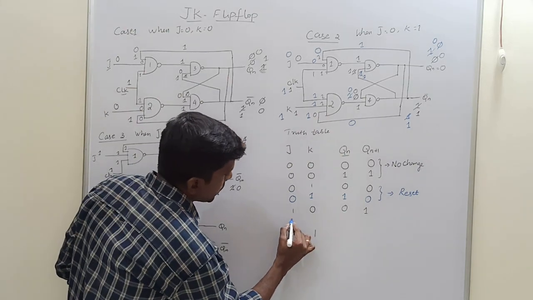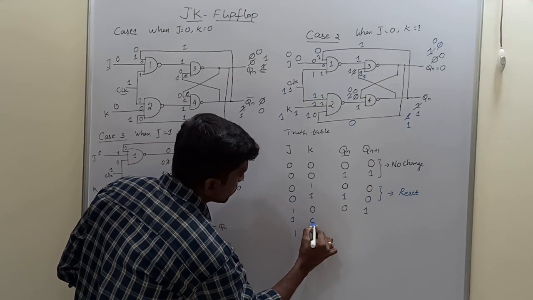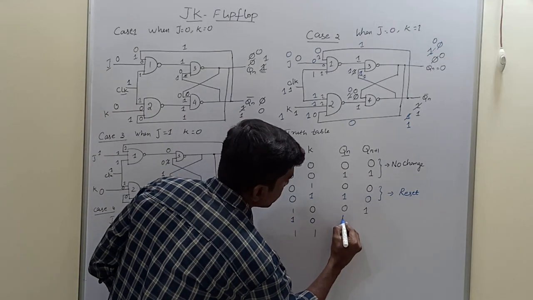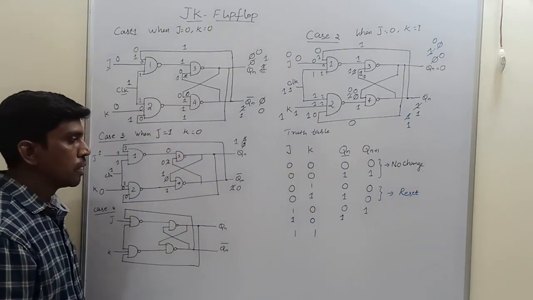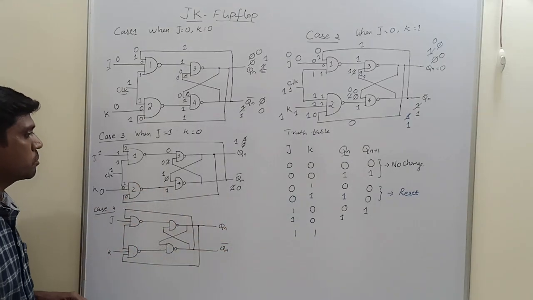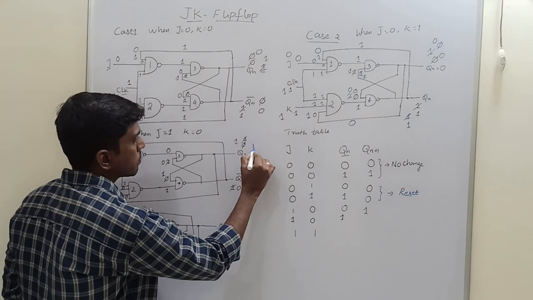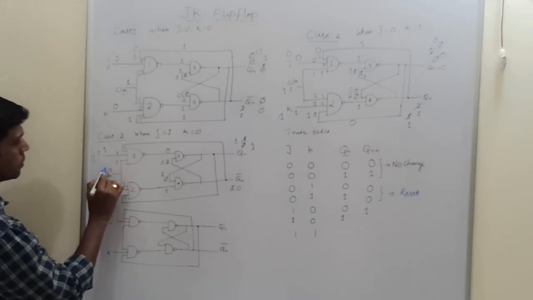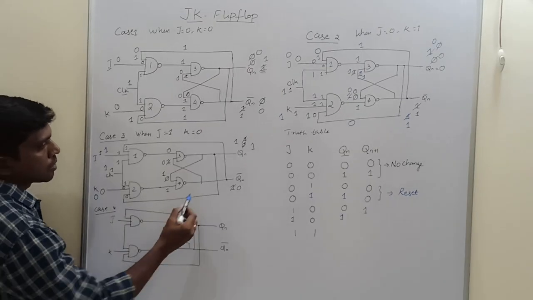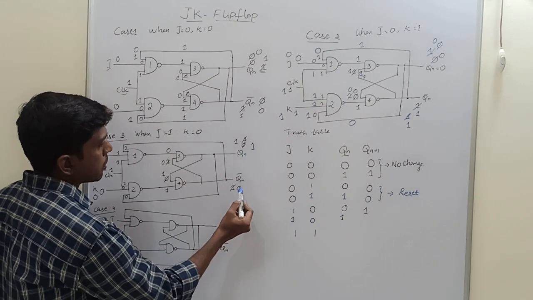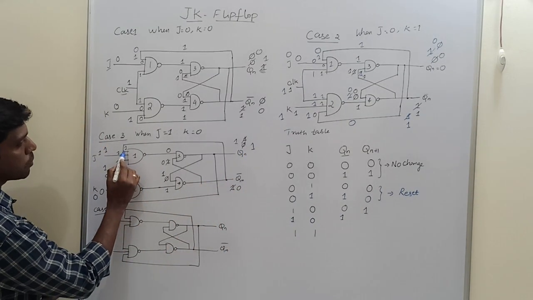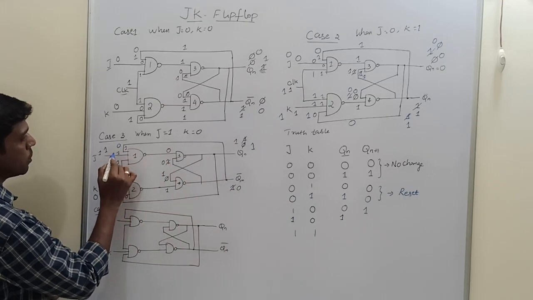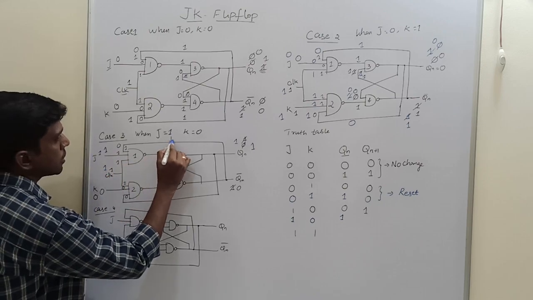So now J value 1, K value 0. So same input here reflect, but Qn value let me assume 1. So I substitute this value in this diagram. So Qn value is 1, J value 1, K value 0, clock value 1. So Qn value 1 means Qn bar is 0. So first input get from Qn bar. So Qn bar value is 0. So 0, 1, 1. The result is 1.